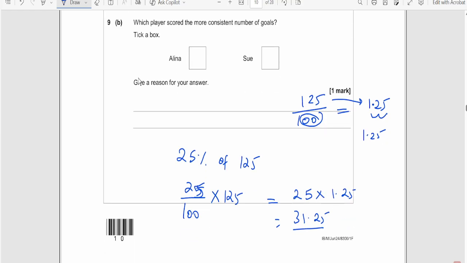Let me give you one more. Find, let's say, 20% of 120. Try this.